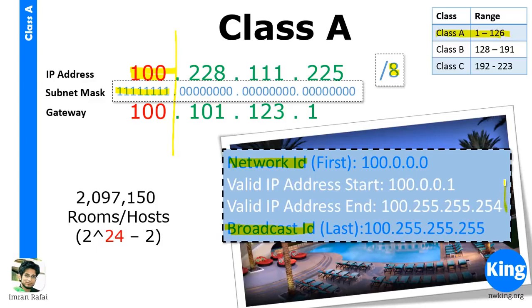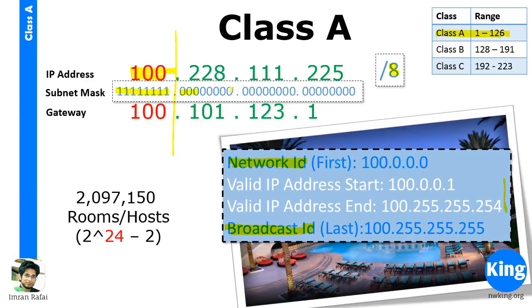Valid IPs are between 100.0.0.1 to 100.255.255.254. So the IP address will go from 100.0.0.1 to 0.2, 0.3, 0.4. It goes up to 0.255, and then it will carry over. So it will become 100.0.1.0, then 1.1, 1.2, 1.3, 1.4, up to 1.255. Again, it will carry over, so it'll become 2.0, 2.1, 2.2, 2.3, and it goes on and on until it becomes 100.255.255.254.